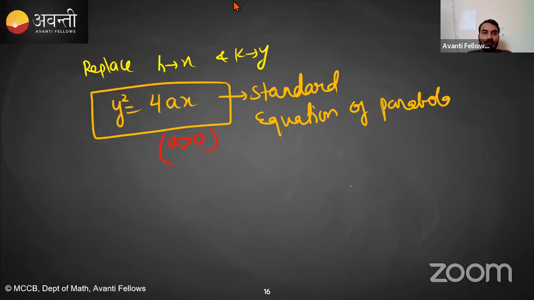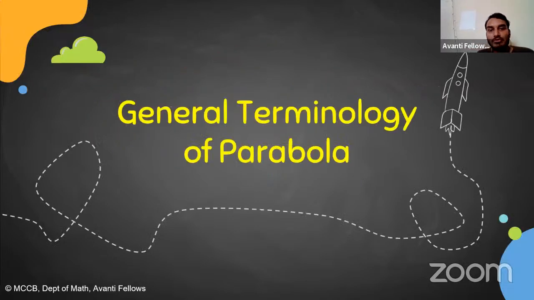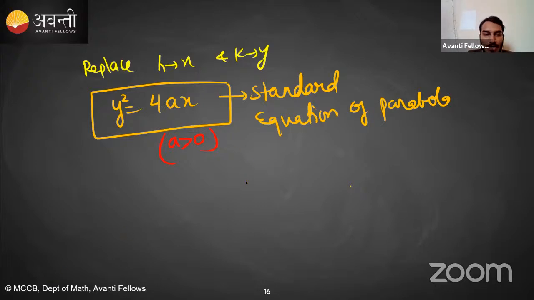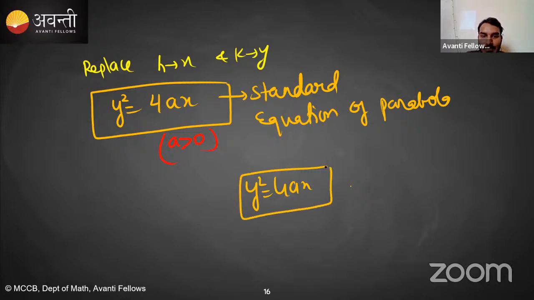Okay, if it is clear, then let's move on. Now let's talk about the general terminology of the parabola. Okay, students, see, there is some general terminology related to the parabola. So far we have the standard equation of the parabola, which is y square equal to 4ax.